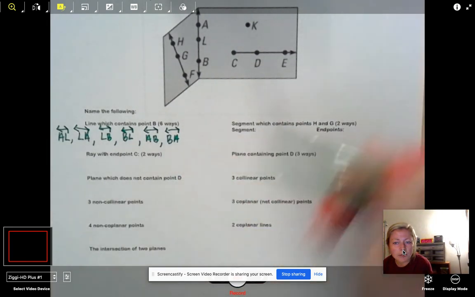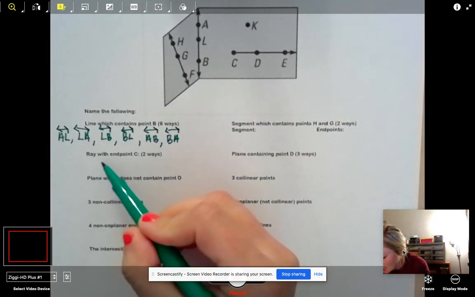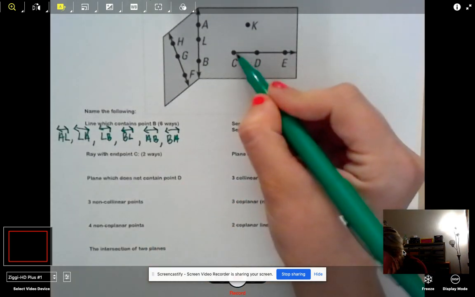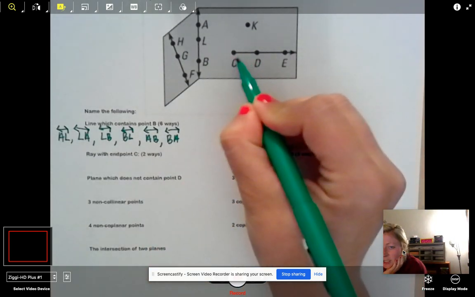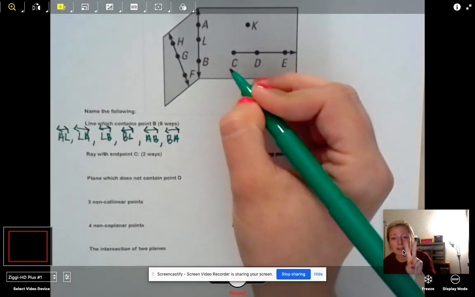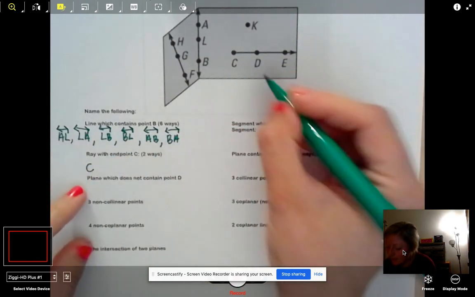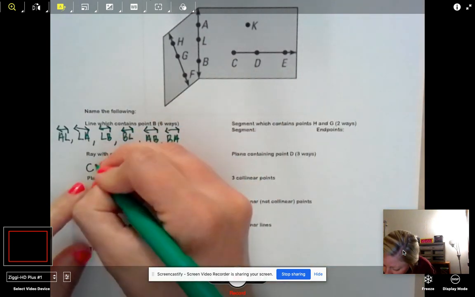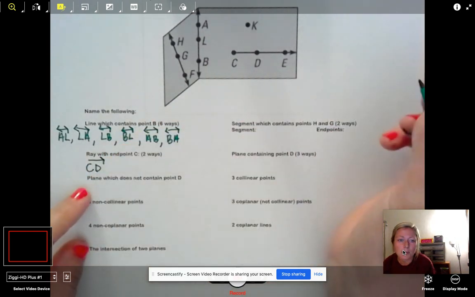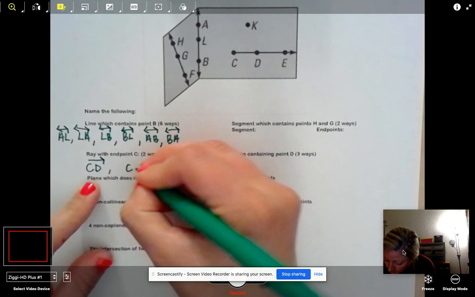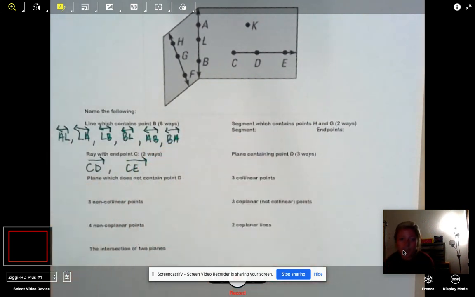Okay, let's just go down and then we'll come back to the right. It says a ray with endpoint C. So here's C. Do you guys see how it's a ray because it has a starting point and then goes on forever this way? So you pick the endpoint to name it, so C, and then another point on that ray. So you have 2 to choose from. You could call it ray CD, and then make sure to put your little ray on top. Or you could say C and use the other point, E. And again, make sure you put your ray on top.